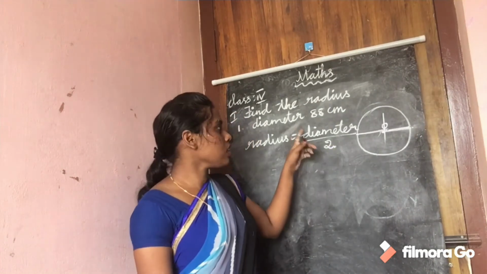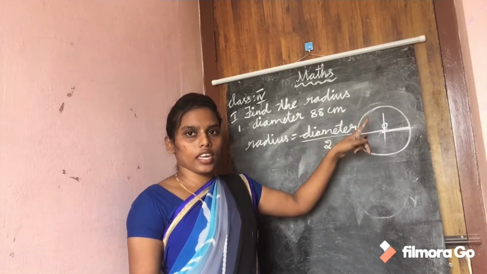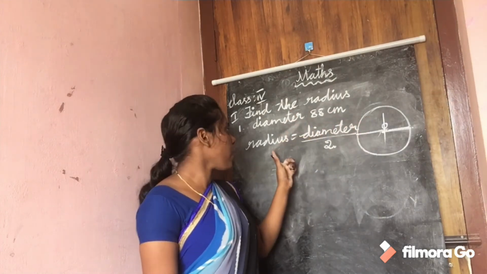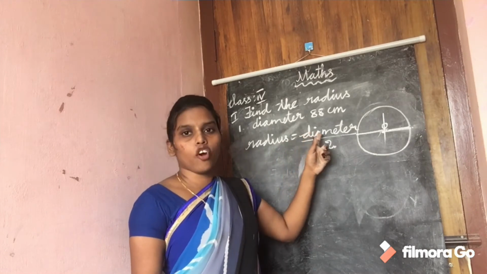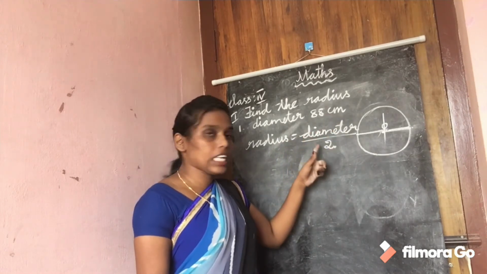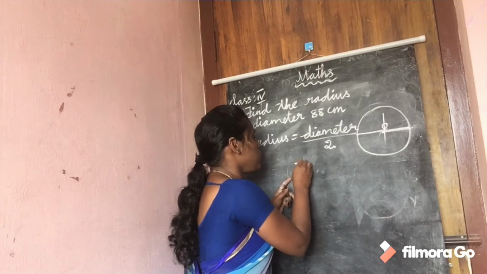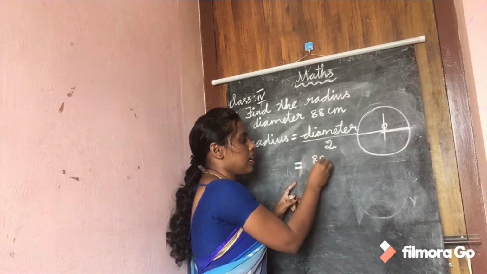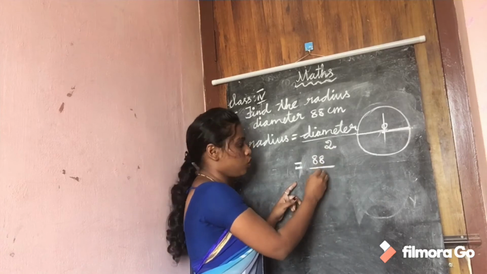Before, we saw that to find the diameter the formula is 2 into radius. To find the radius, what is the formula? Diameter divided by 2. So we are going to divide. What is the diameter here? Yes, 88 centimeter divided by 2.